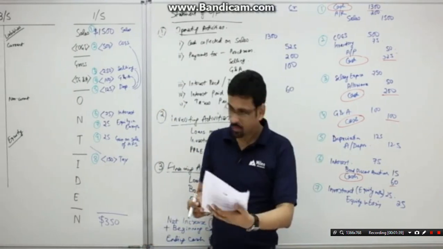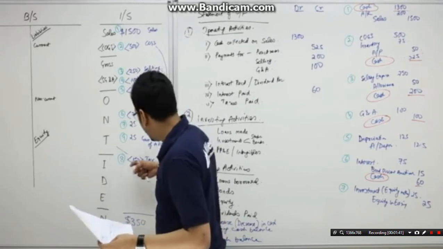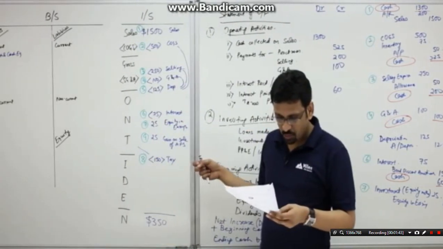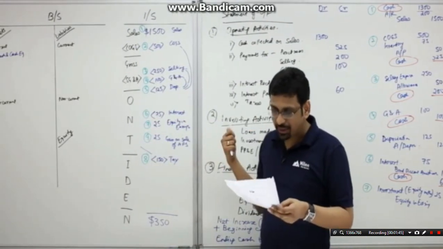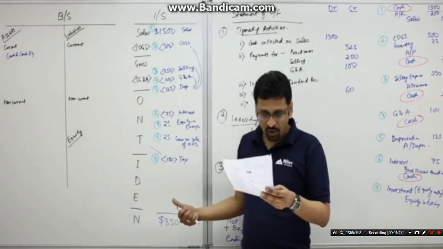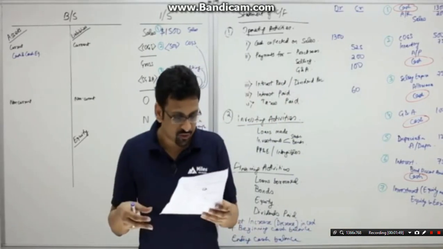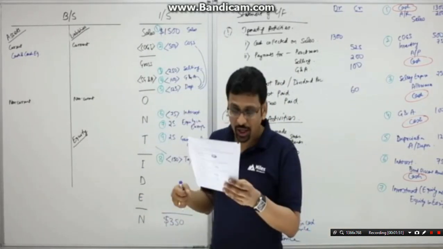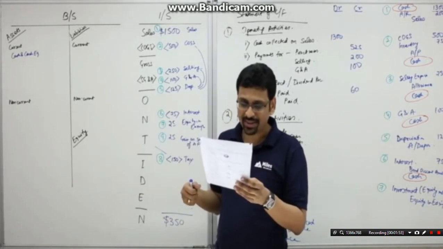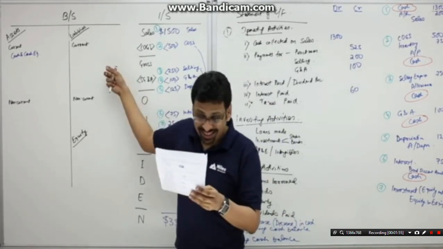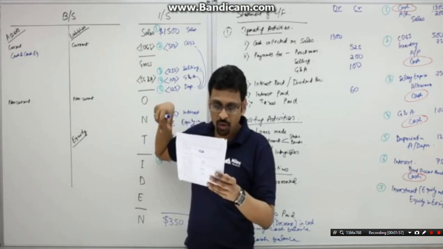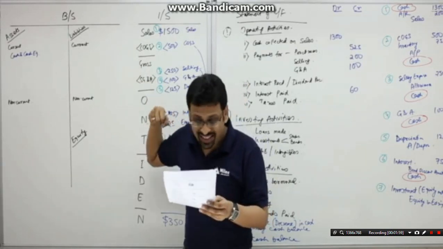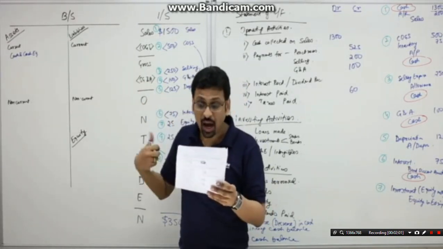Next one, number 8, we're looking at tax. Now, income tax expense on the income statement is 150. That relates to two of the balance sheet accounts that we've identified. It relates to the deferred tax liability, which has decreased by 25. And it also relates to taxes payable, which has increased by 100.